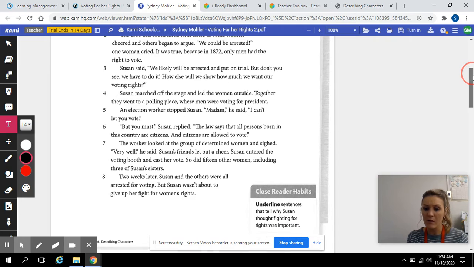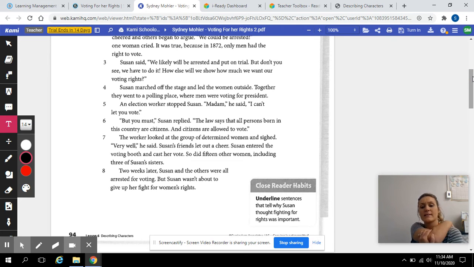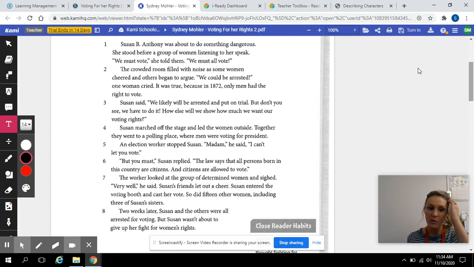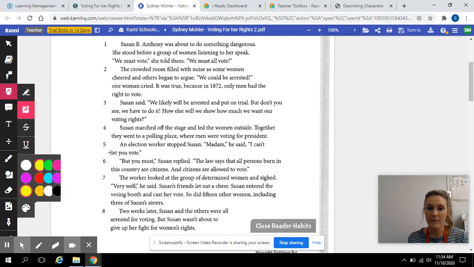Okay, so first thing, underline sentences that tell why Susan thought fighting for rights was important. Why did she think it was so important? Well, I saw one up here that says, "We likely will be arrested and put on trial, but don't you see, we have to do it. How else will we show how much we want our voting rights?" Okay, she's willing to get arrested to prove how much voting and women's rights mean to her.